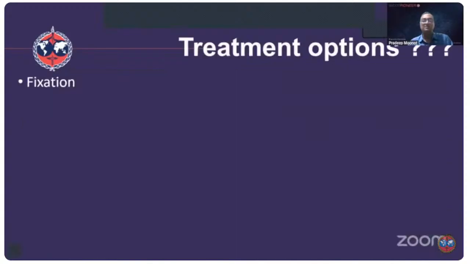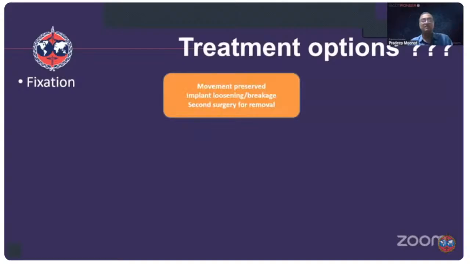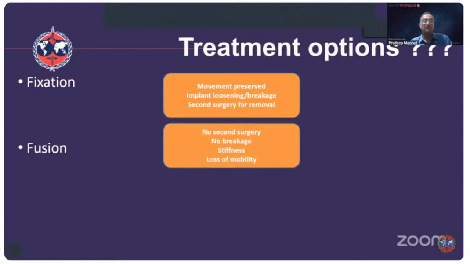So what are the options? You can do a fixation, yes, as Lucky showed, which preserves the movement. But of course, these patients can have breakage of the implant, it can become loose, and then you may need a second surgery for removal of the implant. Especially in the places where we come from, patients don't like leaving broken implants in them, in spite of counseling beforehand as well. Fusion, yes, is a good option, which does not require any second surgery, no breakage of implant. But as also mentioned in literature, you do lose a little bit of mobility, especially in the first TMT joint, and patients again don't like it.